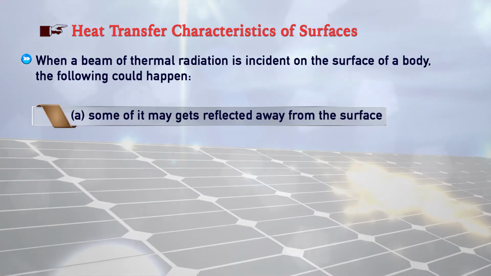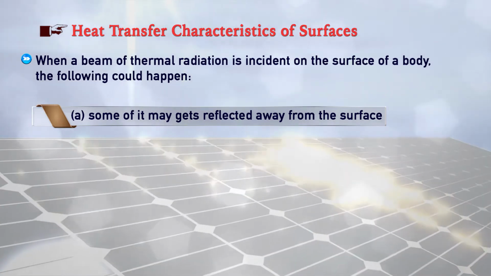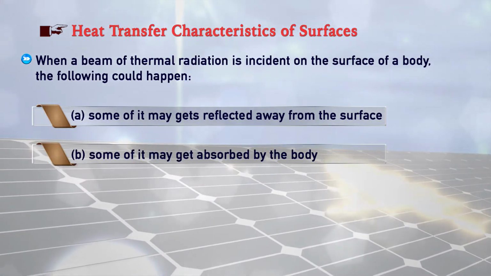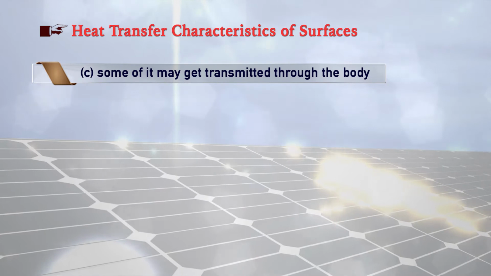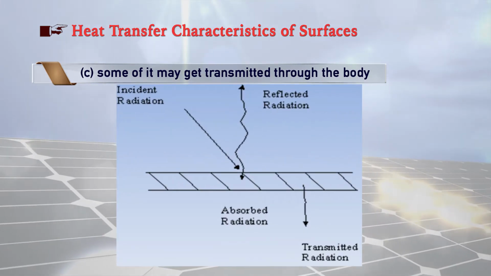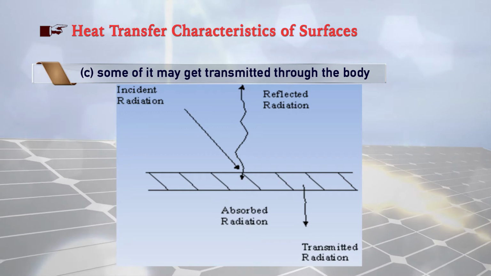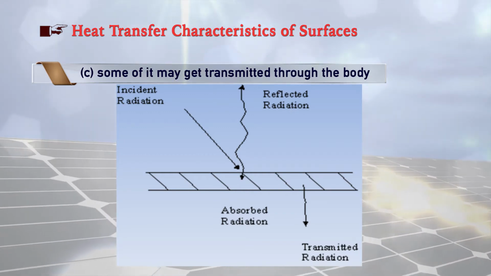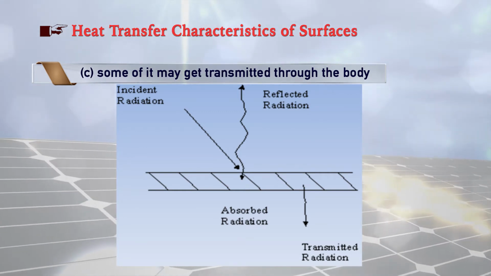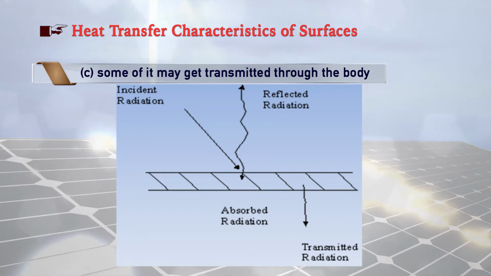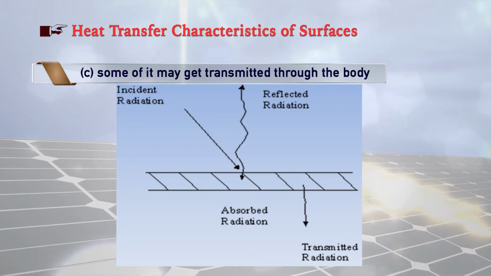When a beam of thermal radiation is incident on the surface of a body, the following could happen. First, some of it may get reflected away from the surface. Second, some of it may get absorbed by the body. And third, some of it may get transmitted through the body. Here you can see in the diagram the surface where incident solar radiation is coming, and some of it is absorbed by the surface, some is transmitted, and some part is reflected from the surface.